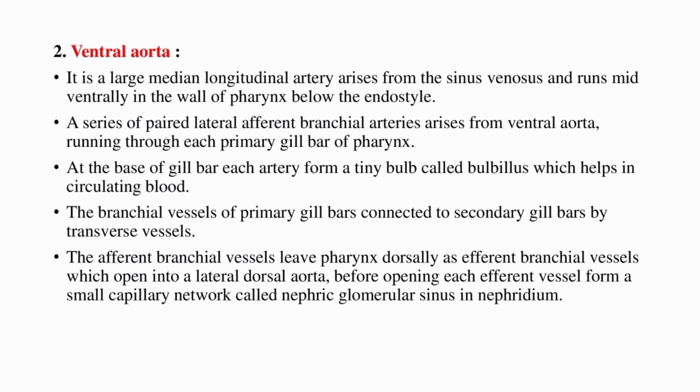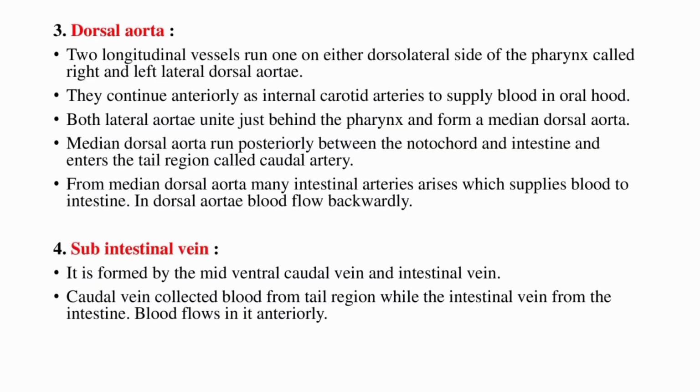The afferent branchial vessels leave the pharynx dorsally as efferent branchial vessels, which open into a lateral dorsal aorta. Before opening, each efferent vessel forms a small capillary network called the nephridial glomerulus and nephridium. Third one, dorsal aorta. Two longitudinal vessels run, one on either dorsolateral side of the pharynx, called right and left lateral dorsal aortae. They continue anteriorly as internal carotid arteries to supply blood to the oral hood.